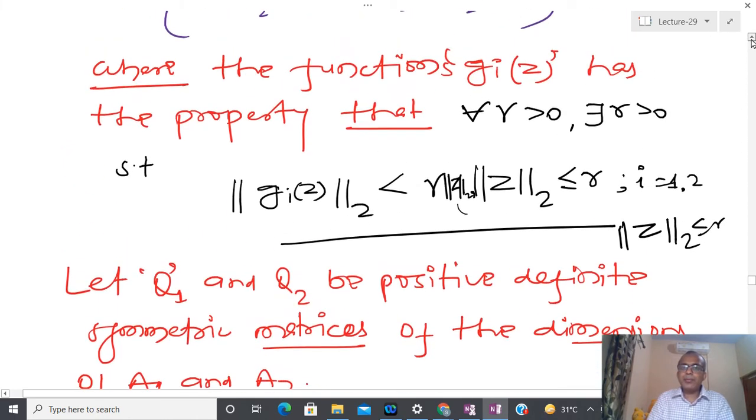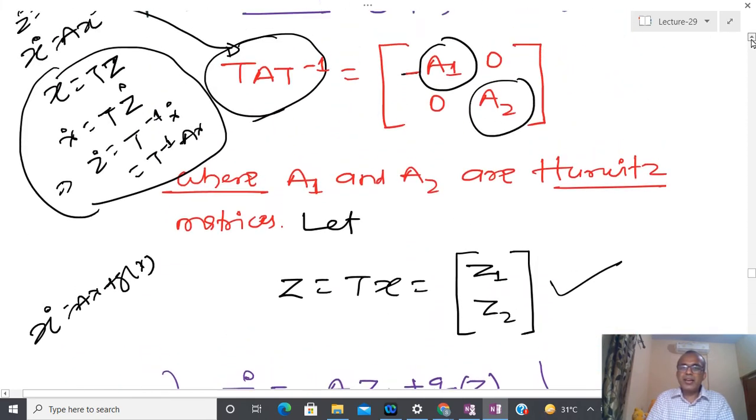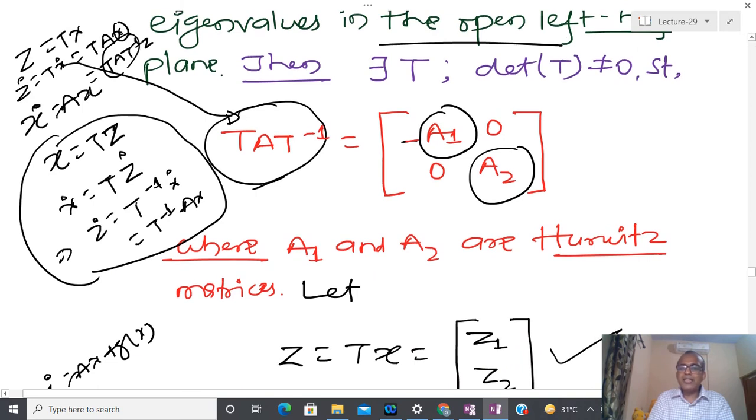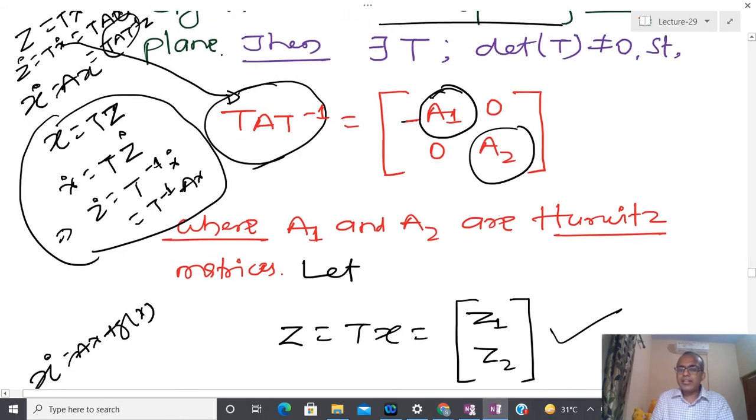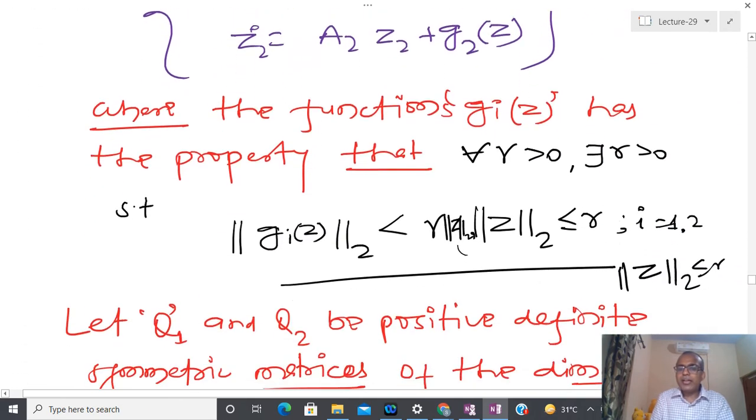Now what I am telling is that since A1 and A2 both are Hurwitz matrices, because here you can see that by adding some kind of negative sign in this diagonal matrix, I am assuming that A1 and A2 both are Hurwitz. This is not perfectly diagonal if I have some kind of complex eigenvalue. So both cases I have considered here, and A1 and A2 are Hurwitz.